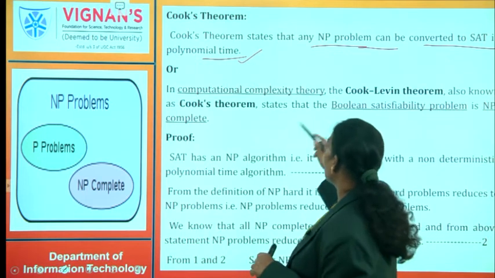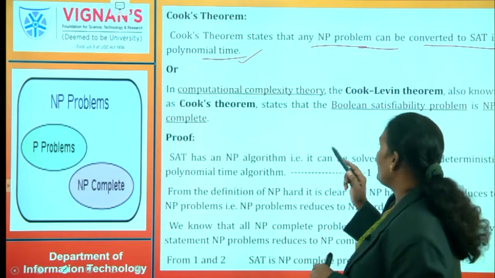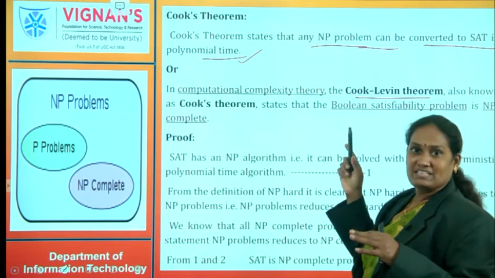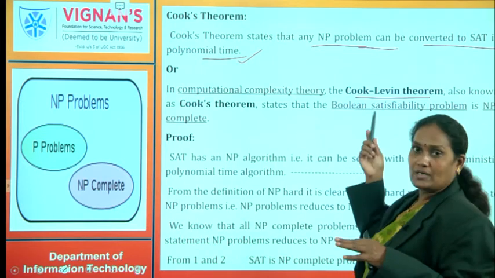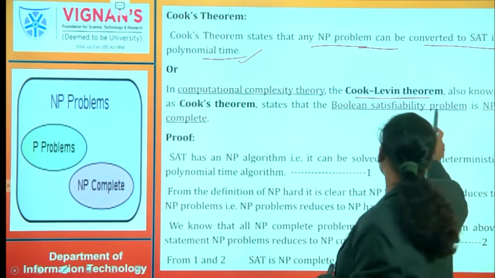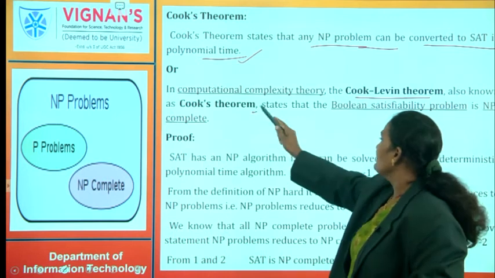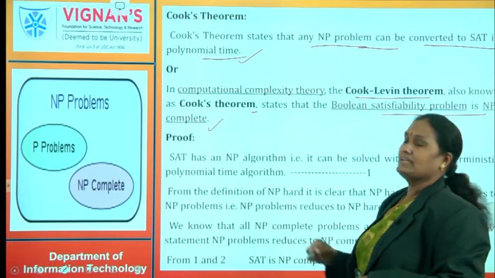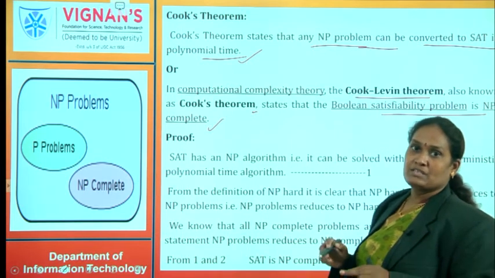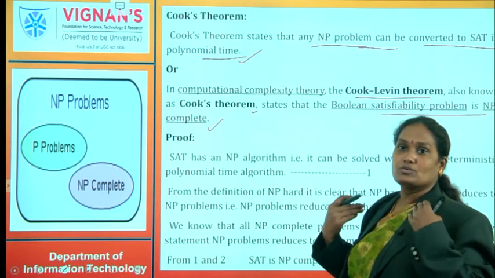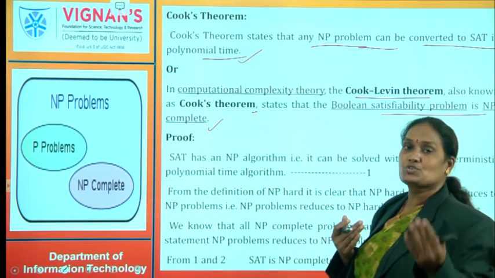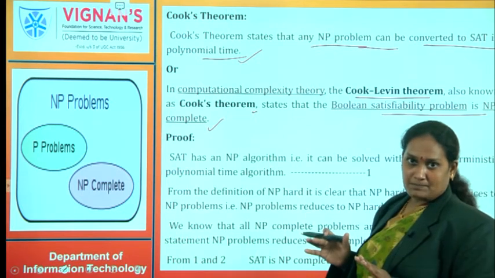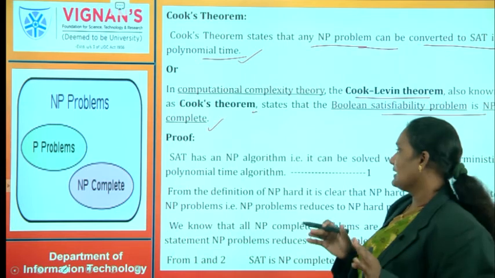Now, in another way, we can express Cook's theorem in computational complexity theory as the Cook-Levin theorem. So you may be asked it as the Cook-Levin theorem also. Cook's theorem or Cook-Levin theorem, both are the same. The Cook-Levin theorem, also known as Cook's theorem, states that the Boolean satisfiability problem is NP complete. So whatever problem you want to show as satisfiable, that problem comes under NP complete.